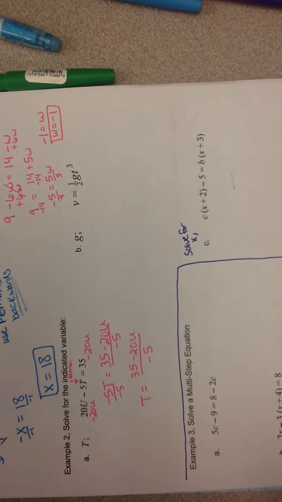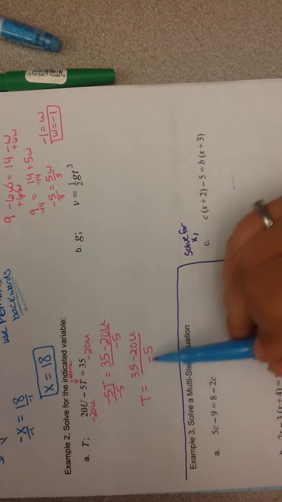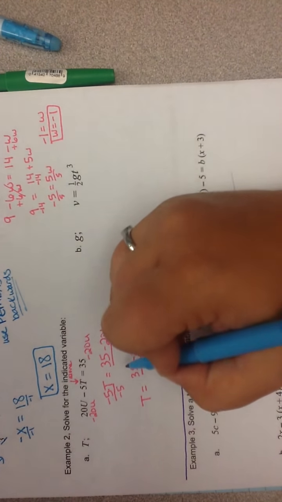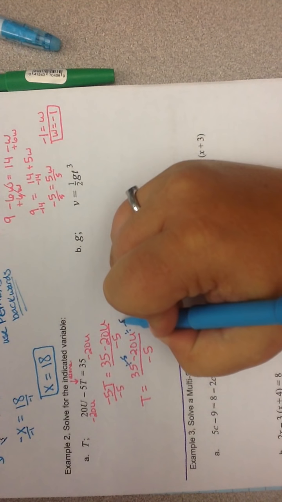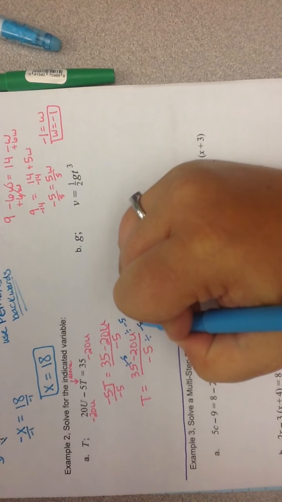Okay, now this is an answer, however it's probably not one MathExcel will accept. MathExcel is always going to want you to simplify as much as possible. Now I notice that all of these can be divided by 5. This is a negative 5. Can they all be divided by negative 5? Yep. So we're going to divide them all by negative 5.